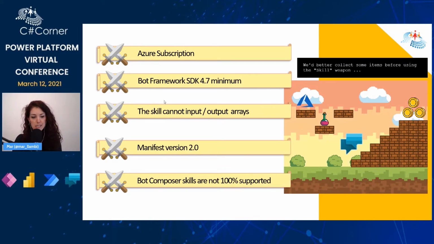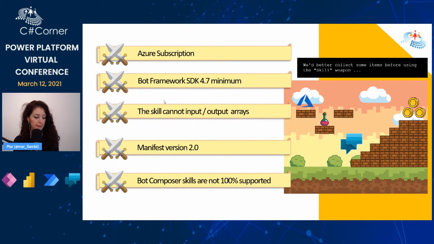The next thing is the manifest version. The proven manifest version that is working is 2.0. I know that we already have 2.1, but you might run into errors if you are working with 2.1, because there are some options that Power Virtual Agents is still not happy to deal with. So I don't recommend you to try it. Keep it simple, 2.0.